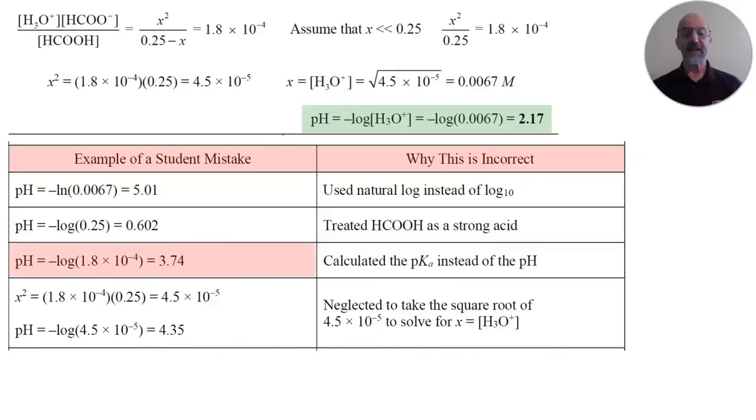This student did take the negative log, but they used the wrong value. They took the negative log of the Ka. So what they actually calculated was the negative log of the Ka, or the pKa, instead of figuring out the pH. And then what this student did wrong is they got so close to the x squared is equal to 4.5 times 10 to the negative 5, which is correct, but they forgot to take the square root of that number to solve for x. So they took the negative log of a number that was actually x squared instead of x.